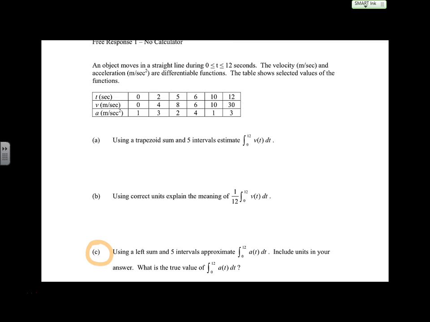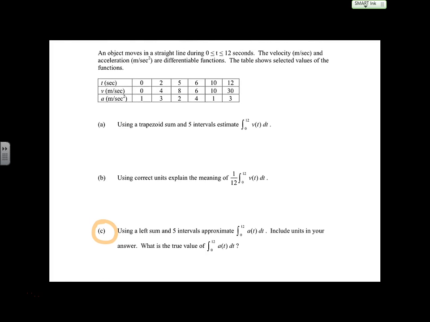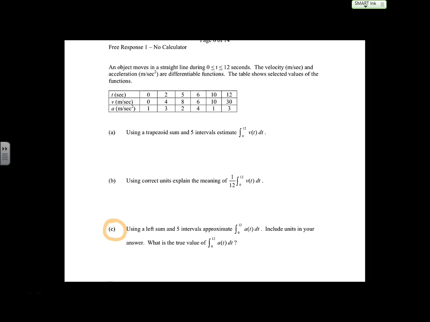Okay, for letter C. Using a left sum and 5 intervals. So go from 0 to 12 in 5 intervals. Is that how you naturally would jump? 1, 2, 3, 4, 5. Oh yeah, okay, that's good. So 5 intervals approximate the integral from 0 to 12 of A of t. What is the true value?